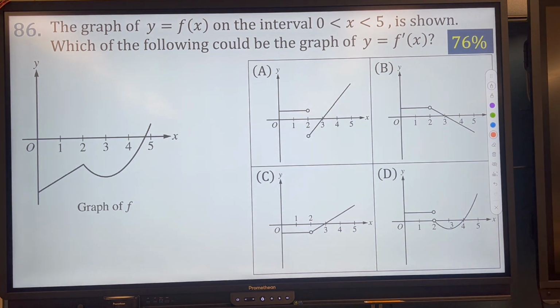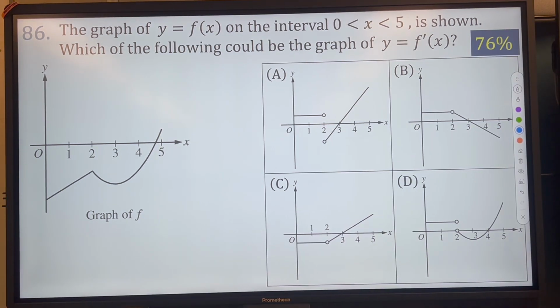The graph of y equals f. All right, so the graph of f of x on 0 to 5 is shown. Which of the following could be a graph of y equals f prime x?